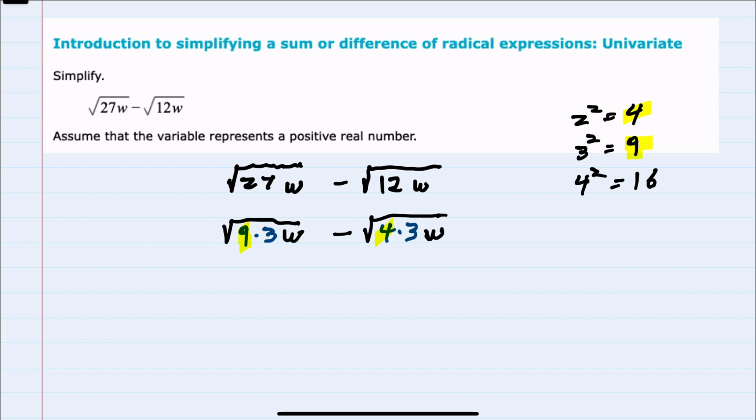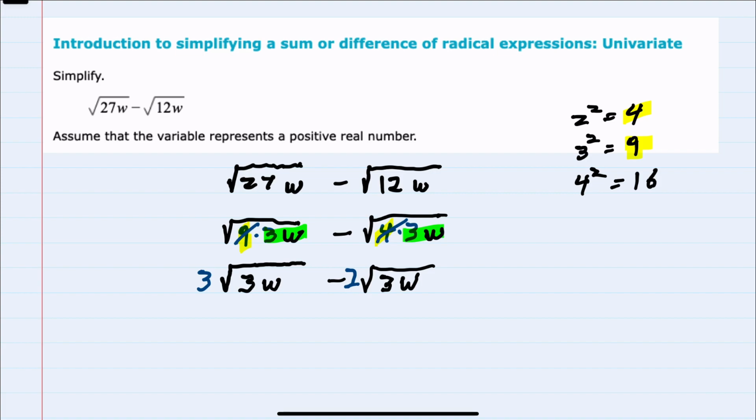So now simplifying this first part, the 9 can come outside the radical, because the square root of 9 is 3, we can bring that outside, and we're left with the other 3w still under the radical. For the second radical, the square root of 4 is 2, so we can bring that 2 outside the radical. And again, we have just the 3w left under the radical.